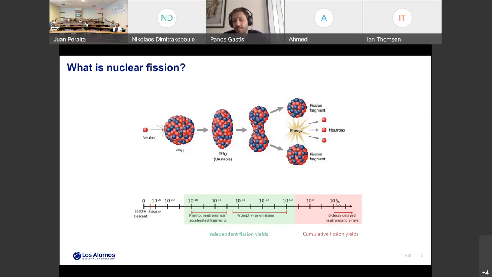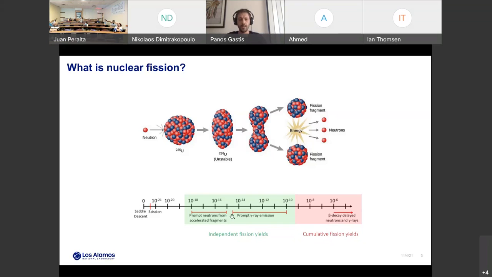And then at a later time, on time scales of microseconds after the fission, the fission products further decay toward more stable configurations through beta decays, and we may have additional emission of neutrons and gamma rays at later times. Though those decays are not directly, let's say, connected with the fission itself.